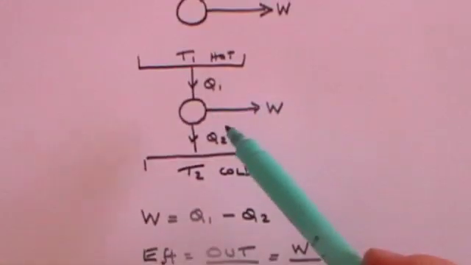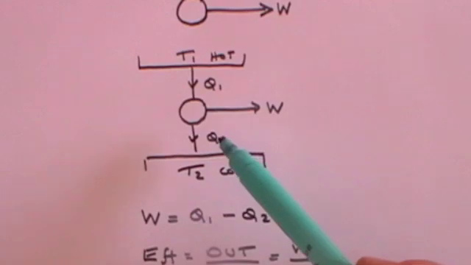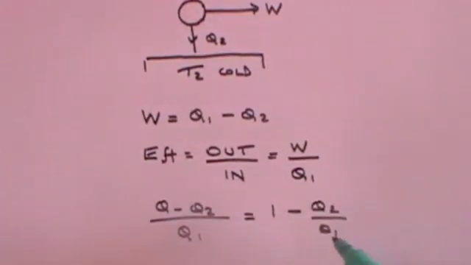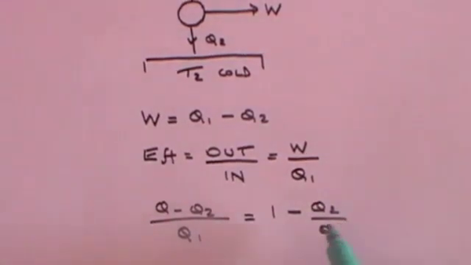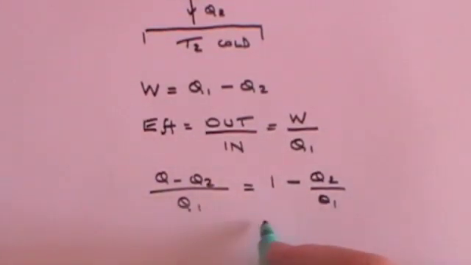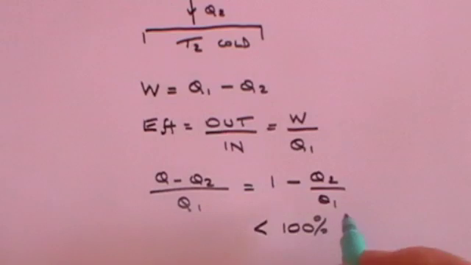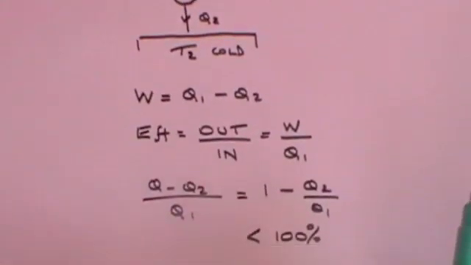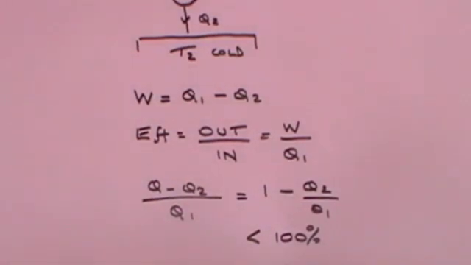Now remember, of course, that Q2 is smaller than Q1 because Q2 is what's left over after the work has been taken out. So Q2 over Q1 is going to be a fraction that is less than 1 and positive. So the efficiency is going to be 1 minus a fraction, which means it's going to be less than 100%. So the efficiency of an engine which converts heat into work must always be less than 100%, because otherwise the engine won't work. And that was a crucial piece of work that Carnot discovered.